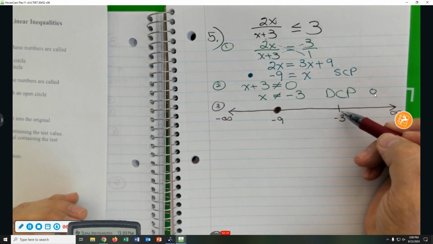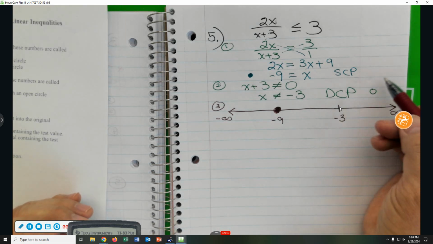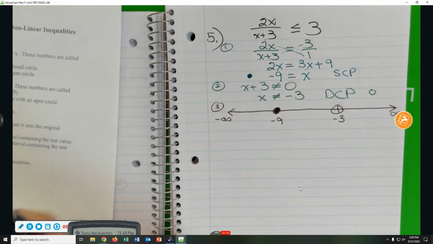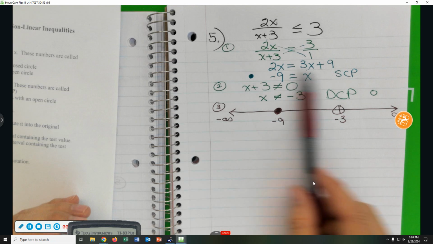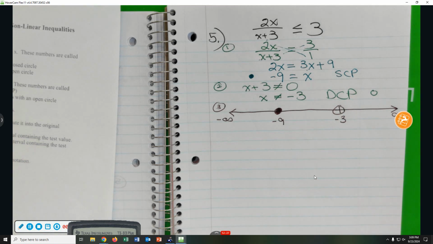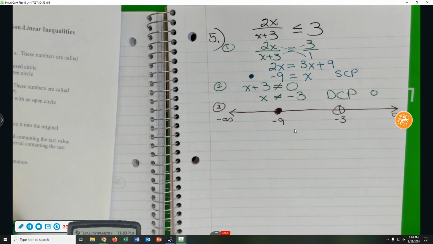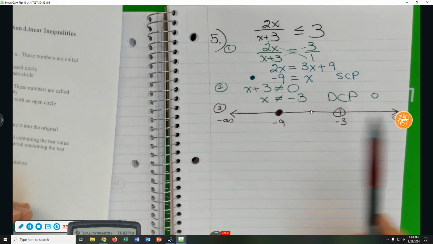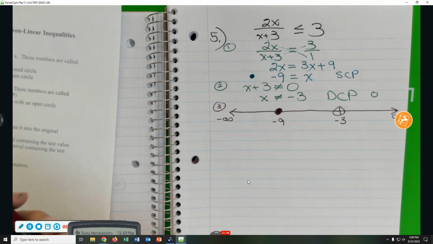Negative 3, how will I label that? Open. We said you never include denominator cut points. There were no repeated factors. There weren't even any exponents appearing anywhere in the problem. So I'm 100% confident that it's going to be an alternating pattern. Either true, false, true, or false, true, false. Well, how do we decide which one?